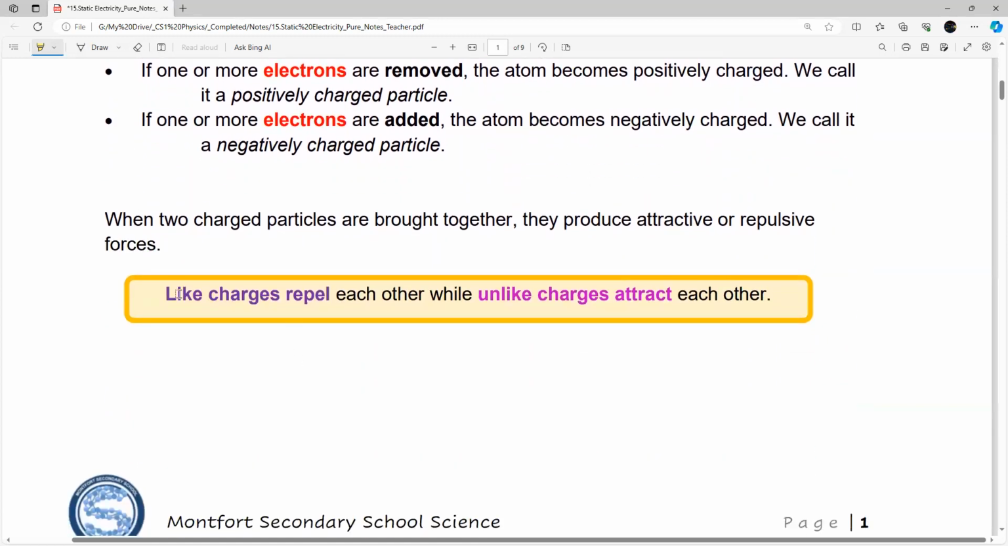So what we need to know is that like charges repel and unlike charges attract, which is the same as in magnetism. So, like charges are like this, they repel each other. Then unlike charges attract.